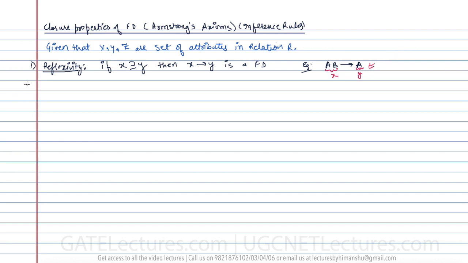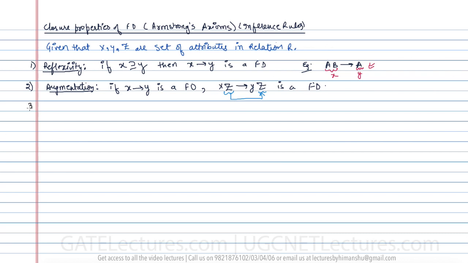The second closure property is called augmentation. If X determines Y is some functional dependency, then we can say XZ determines YZ holds. So it is a functional dependency. You can see I just added attribute Z on both sides. Z can also be a set of attributes, so this holds.